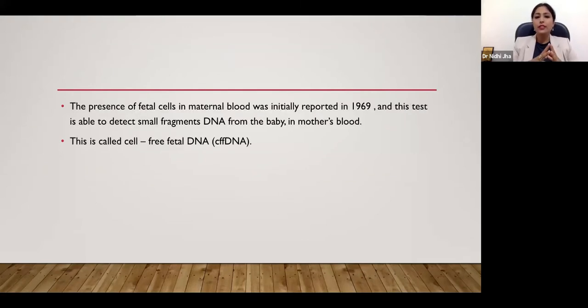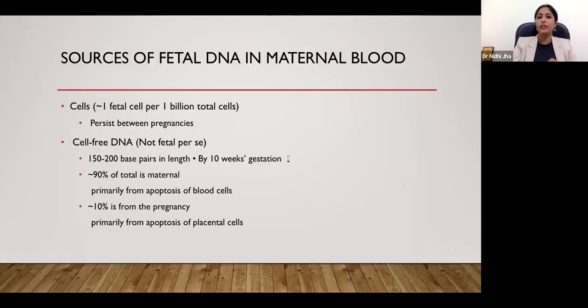The presence of fetal cells in maternal blood was initially reported in 1969, and it was able to detect small fragments of DNA from the baby in the mother's blood. These small fragments were called cell-free fetal DNA. So, where do these cell-free fetal DNAs in maternal blood come from? Around 1 fetal cell per 1 billion total cells persists between pregnancies. Even between pregnancies, you can see around 1 fetal cell per 1 billion total cells.